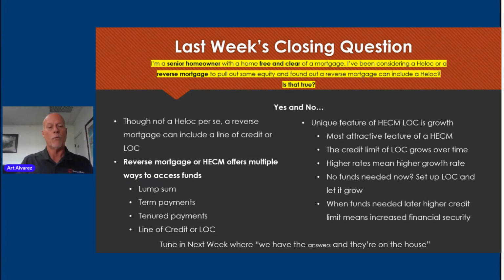so that at a later date, when funds are needed, maybe as they get older, they have more expenses related to their property maintenance and repairs, or maybe medical expenses as they get up in years and have more medical services that they are in need of, that can come in handy because now you've got a line of credit that is larger than what it was when you first got your HECM reverse mortgage. And what that does is it provides you increased financial security.